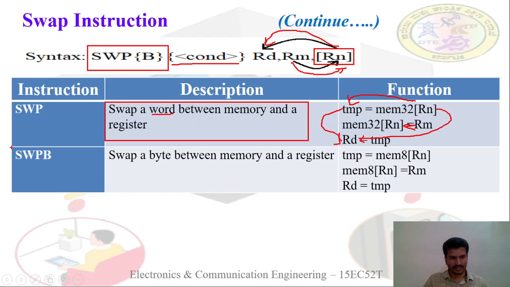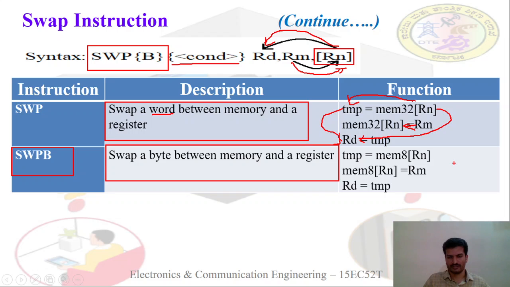Whereas in SWPB, B means byte. So swap a byte between memory and a register. Here 8-bit data from memory is moved to Rd and 8-bit data from Rm is moved to the memory location. Same thing: first it will copy to some temporary location, Rm to the memory location, and the temporary value will move to the Rd register.